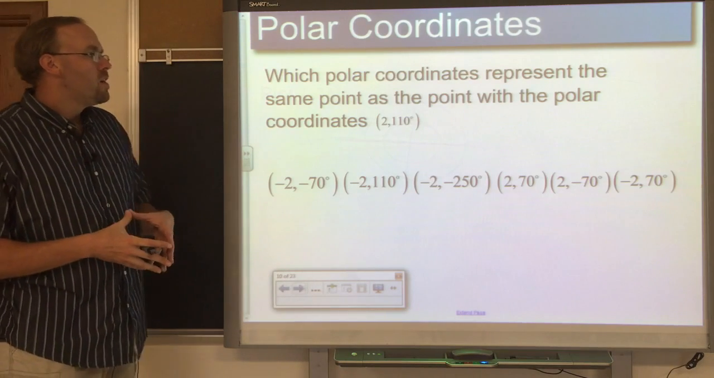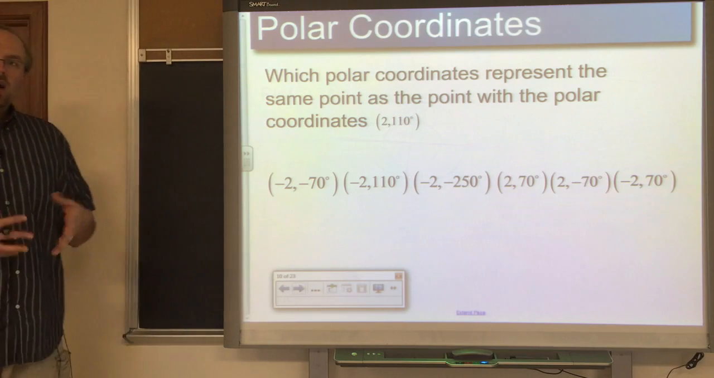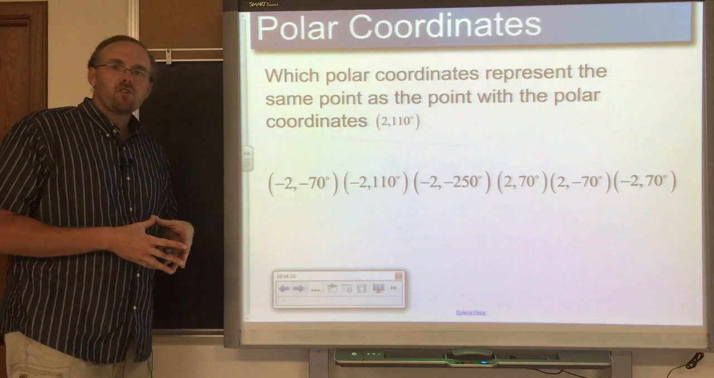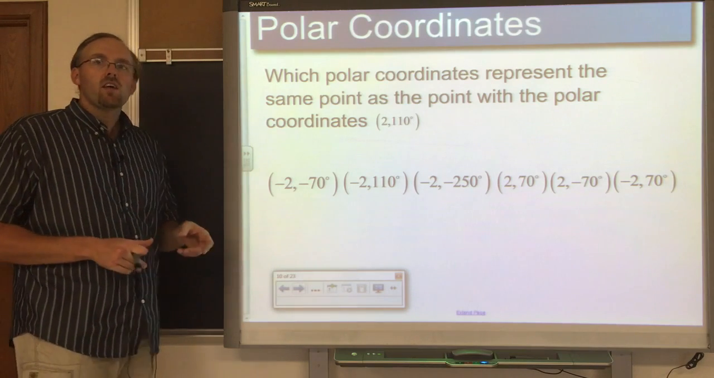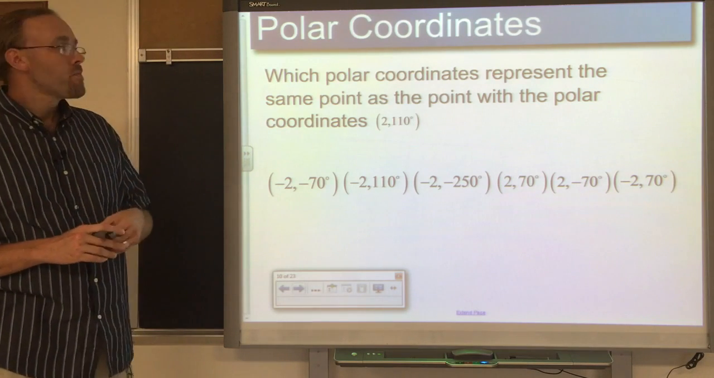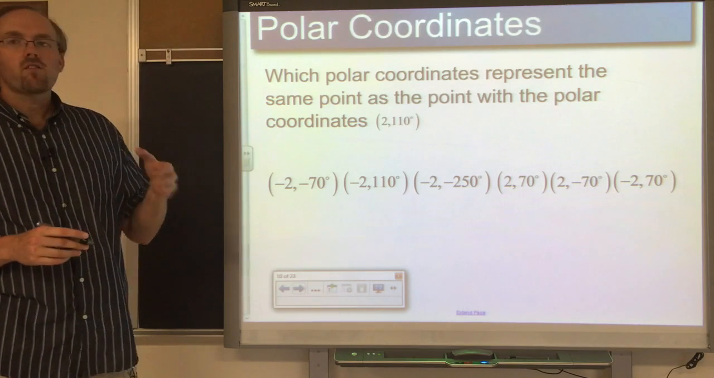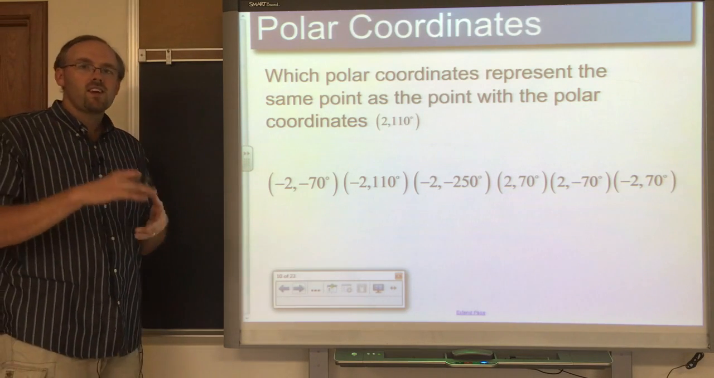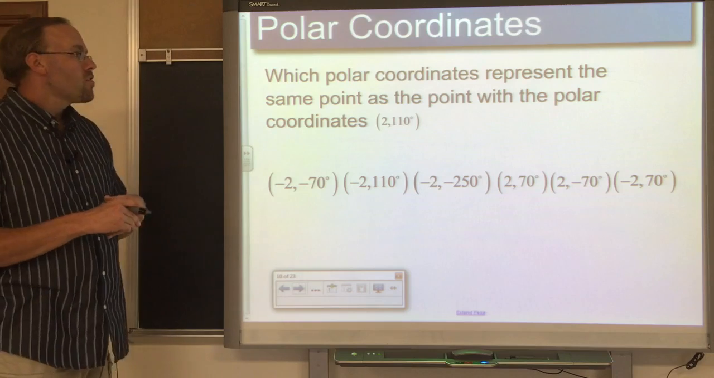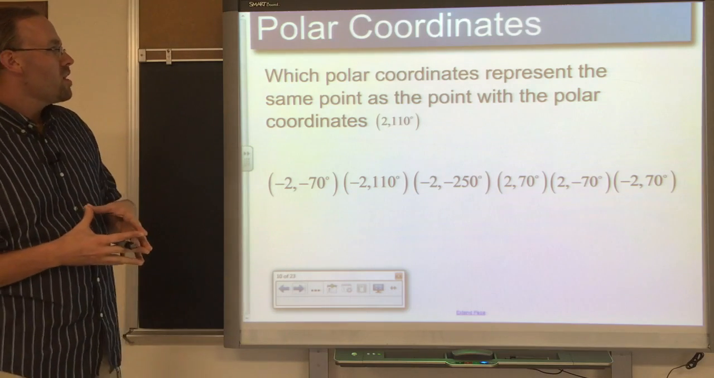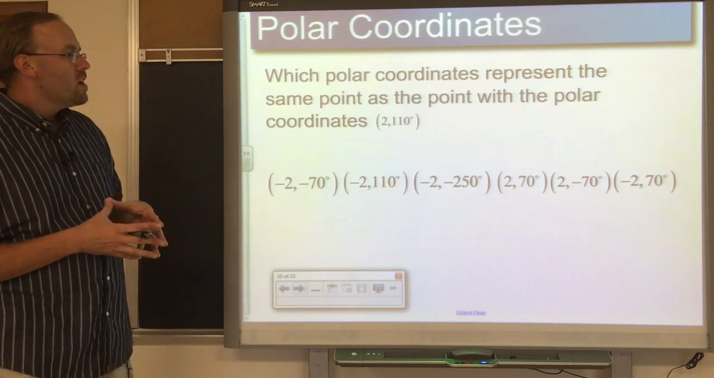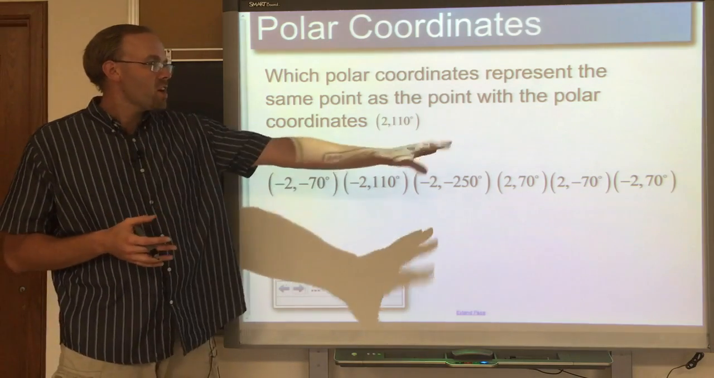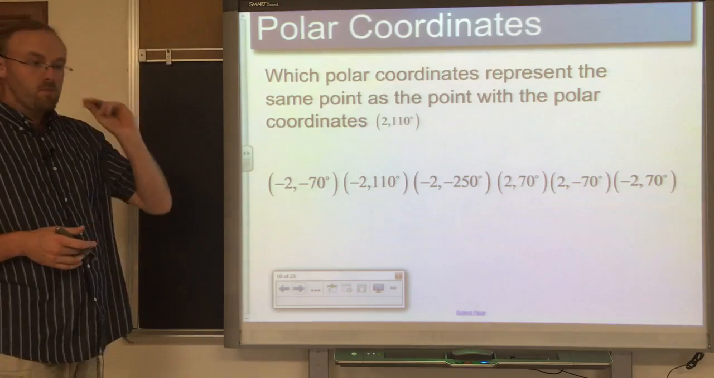Okay, now if you've been looking through some of those examples, you'll see why we used negative angles or negative R values. Well, the idea is that different points in polar coordinates can often lay on the same spot. So that's what this question focuses on. Here we have the point 2, 110 degrees. And the question is, which of these 6 coincide with that?